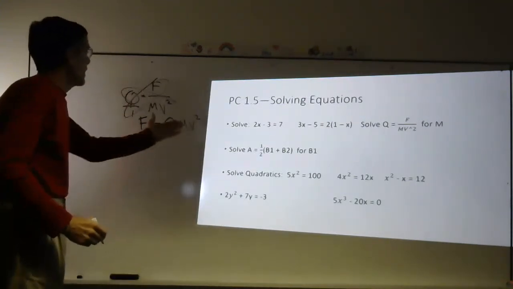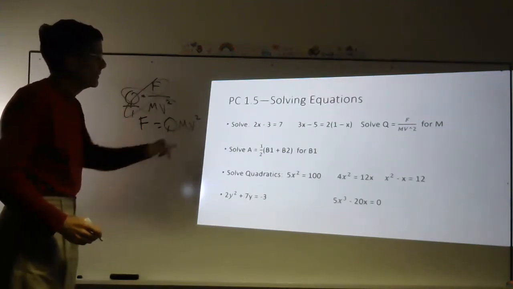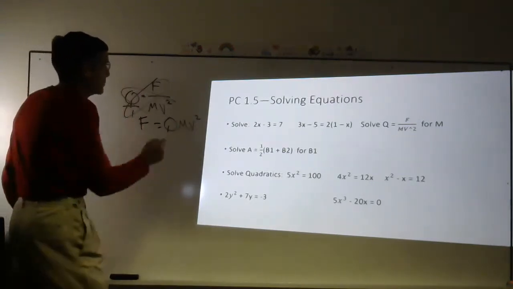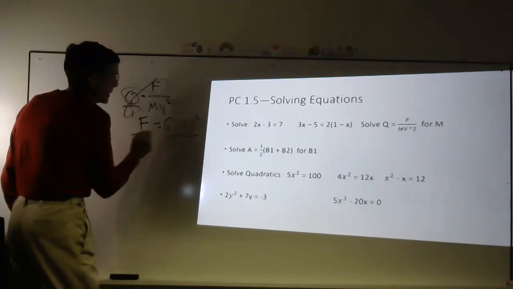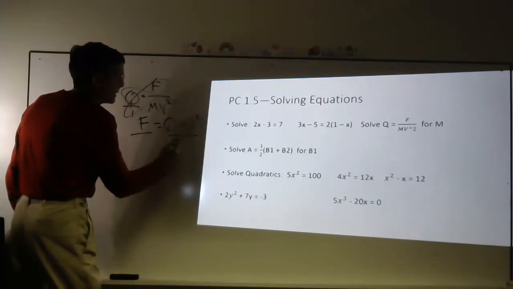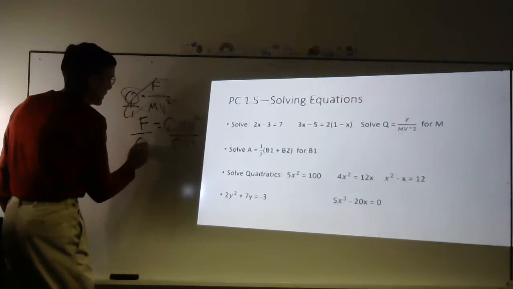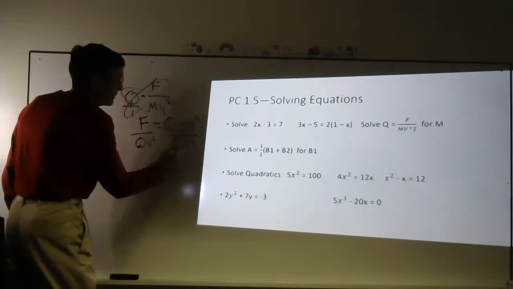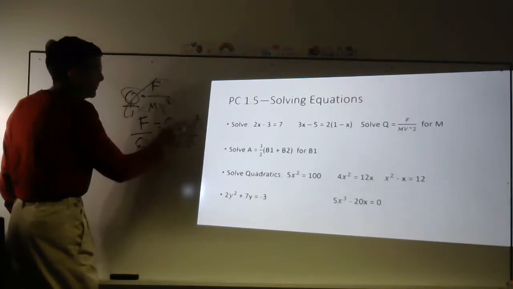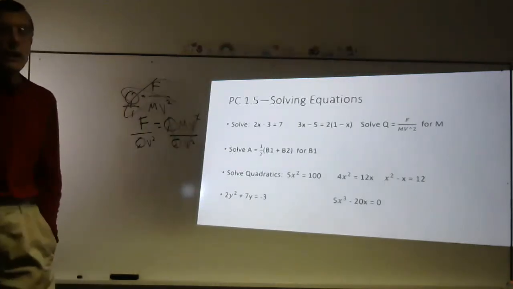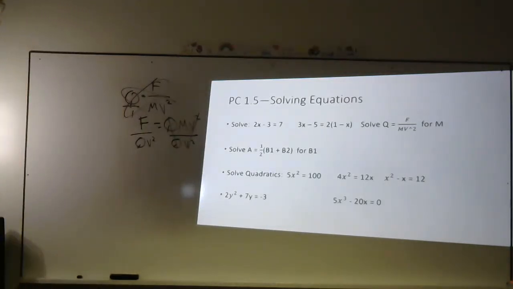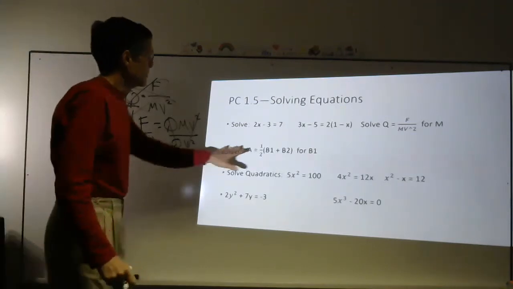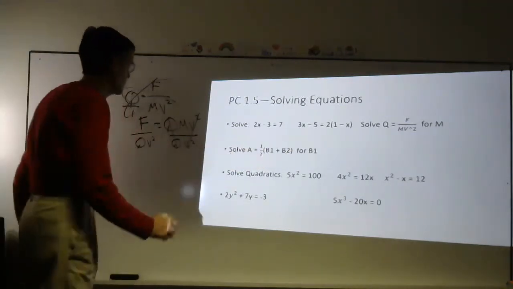Okay, so now you want to solve for m, you want to get rid of the q, and you want to get rid of the v squared. So they're connected by multiplication. I'm going to divide by a q and a v squared on both sides. These go away, and we know m is equal to f over qv squared.